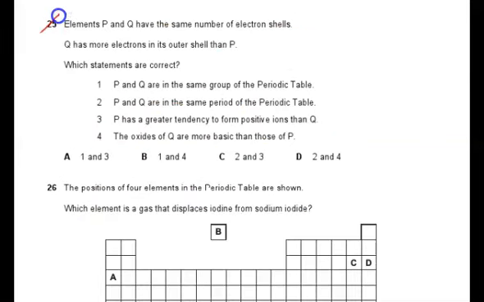Okay, now look at number 25. Elements P and Q have the same number of electron shells. It means they are in the same period.